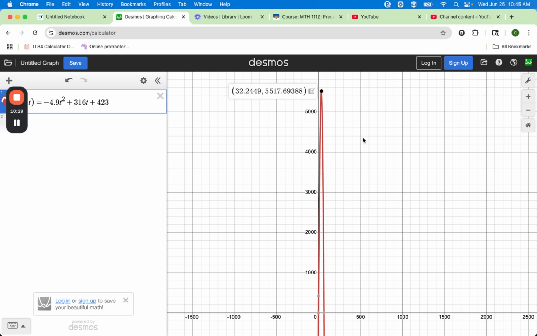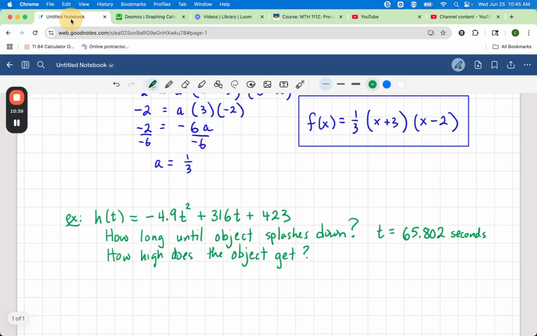So we look at that, and it looks like I got 5517.694 meters high. So I go back to my open math, and I type that in, and hopefully we got it right? 5517.694 meters high. It's way up there, right?